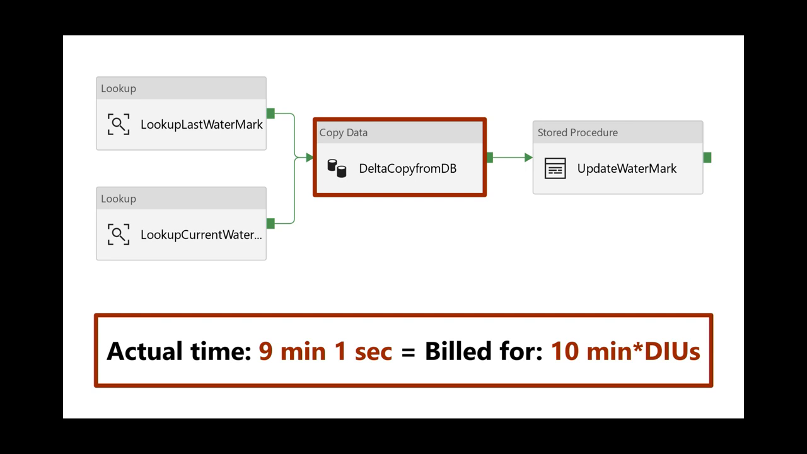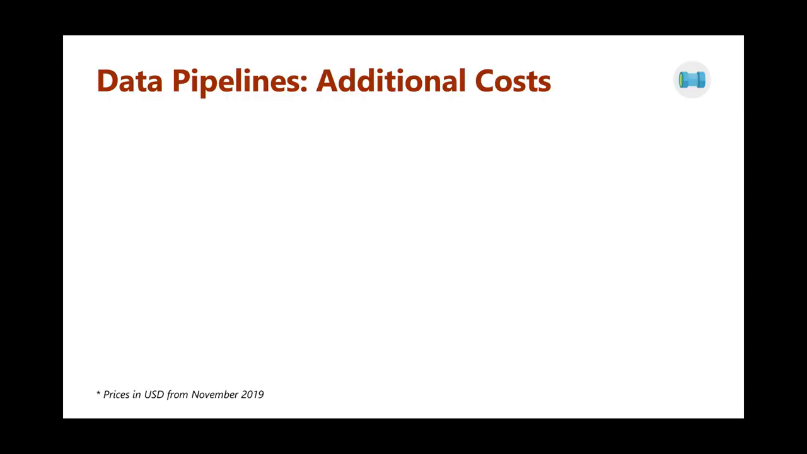But again, if you're running things for 9 minutes and 1 second, you're being billed for 10 minutes multiplied by the number of DIUs that you're using. So this means if you've left it at auto, you're paying for 40 minutes. But if you set it to 2, you're only paying for 20 minutes. So again, keep that in mind when you're building out your solutions.